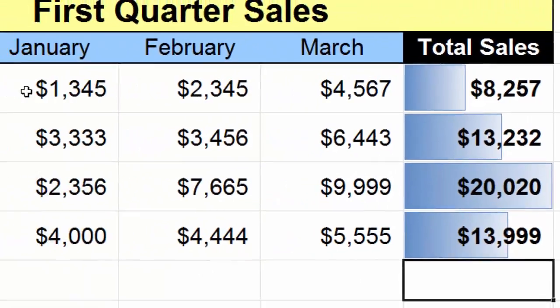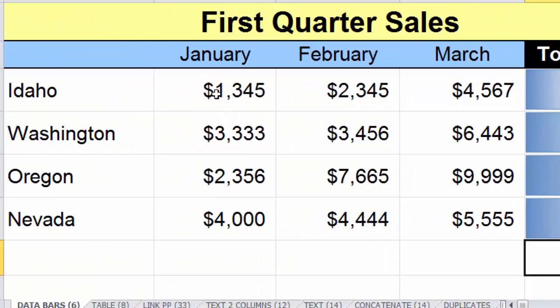Now, icon sets. Let's say that on an individual monthly basis, we define great sales as anything above $5,000 for the month. Further, let's say that anything below $3,000 per month is not acceptable. So we're going to put some visual icon sets around those.